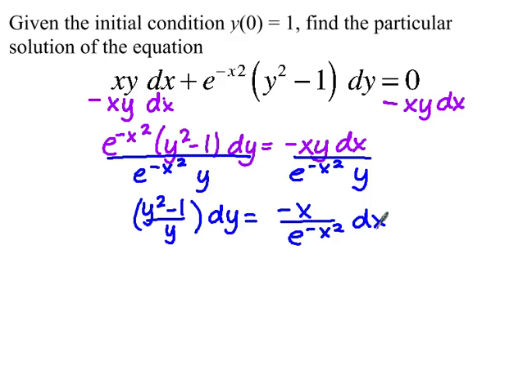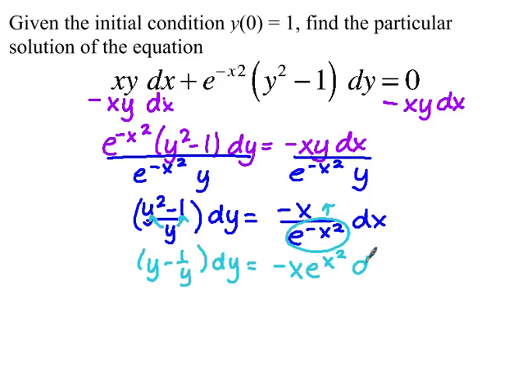Now real quick, I'm going to simplify a few things before I get going. First of all, I'm going to simplify this deal with the y's. So basically I'm going to divide each individual term by y, and when I do that, I get y minus 1 over y. On the right side, I can actually move this up by doing what? Making the exponent positive.